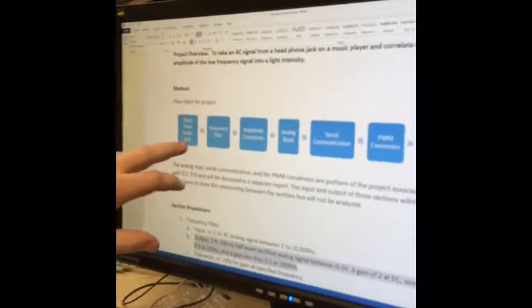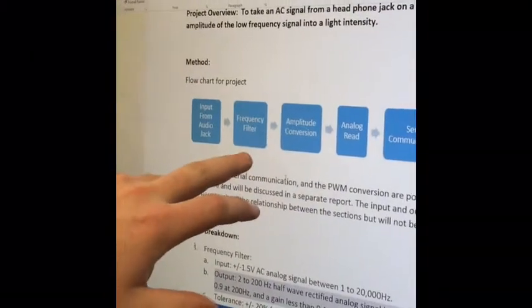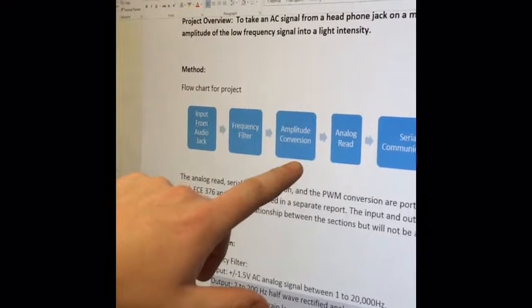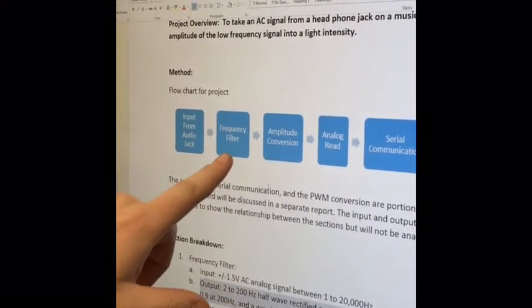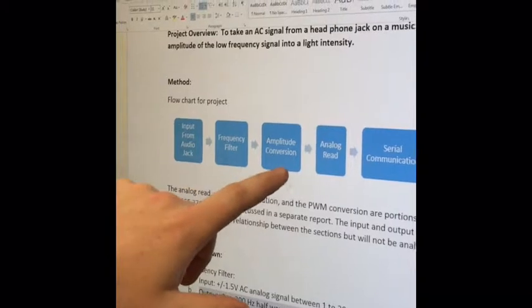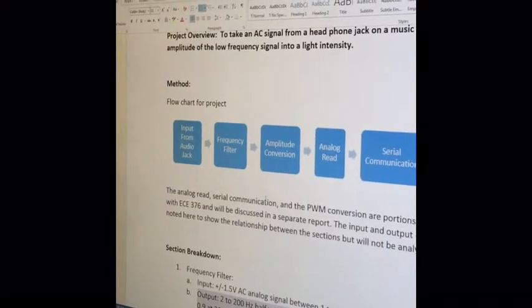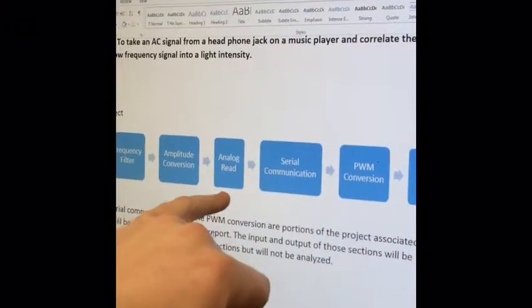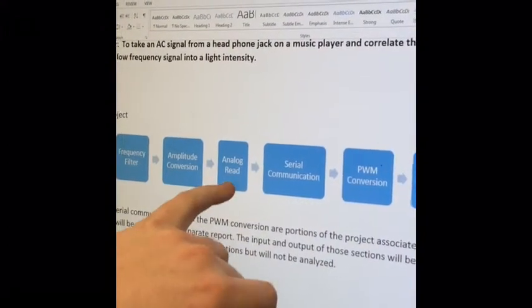So we have our input, and then we're going to run it through our frequency filter. And then once we've filtered it to the frequency we want, we just want to figure out what the amplitude of that wave is. So we're going to take a sine wave essentially, and then we're going to convert it to an analog voltage. And then this part is actually for 376, but we're going to do an analog read, figure out what the voltage is there.